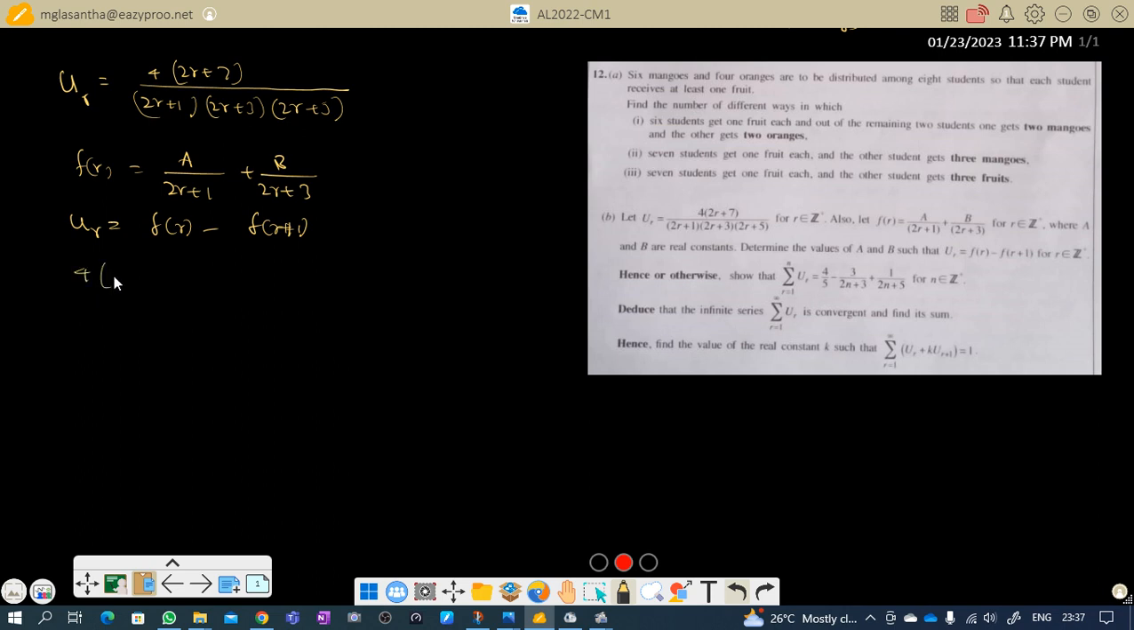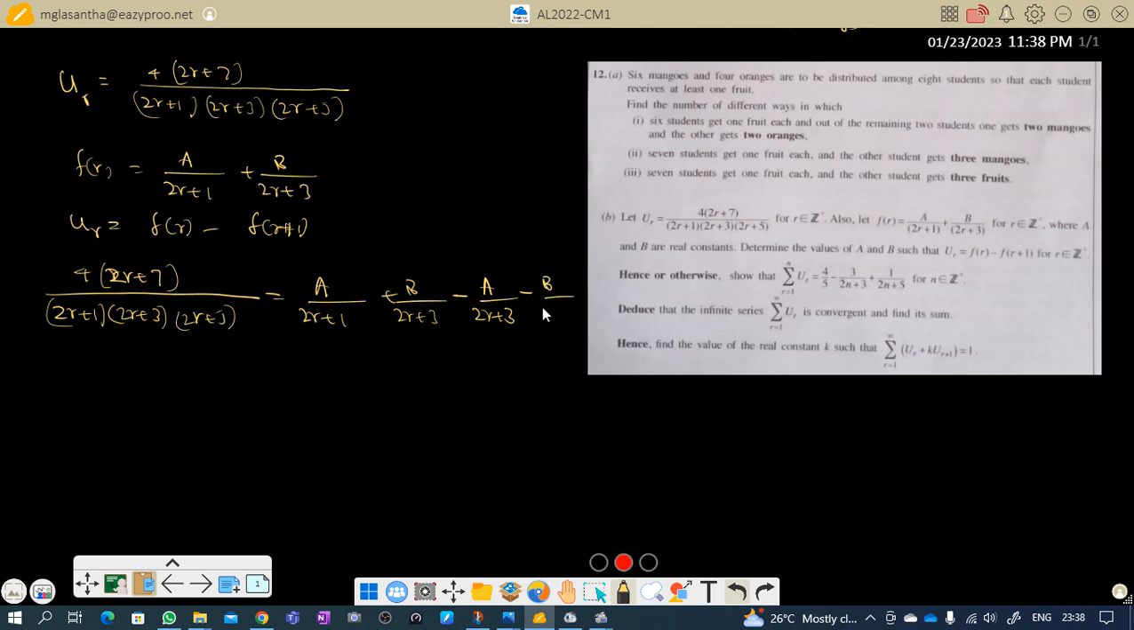So if you substitute these things, 2r plus 7 over 2r plus 1, 2r plus 3, 2r plus 5 equals, what is f(r)? A over 2r plus 1 plus B over 2r plus 3 minus A over 2r plus 3 minus B over 2r plus 5. Now this equals A over 2r plus 1 plus B minus A over 2r plus 3 minus B over 2r plus 5.